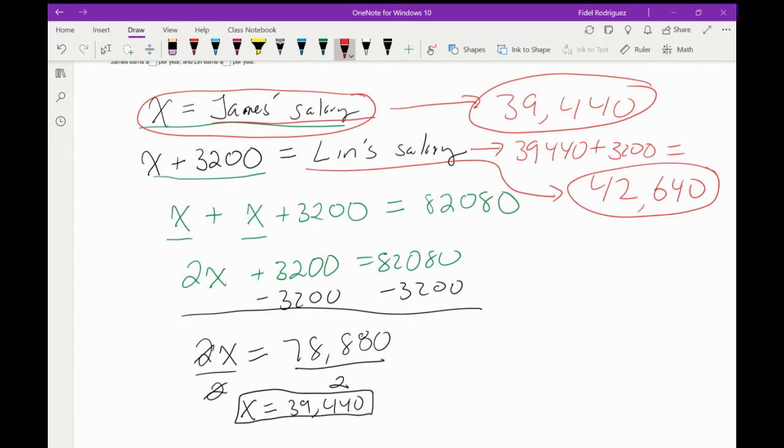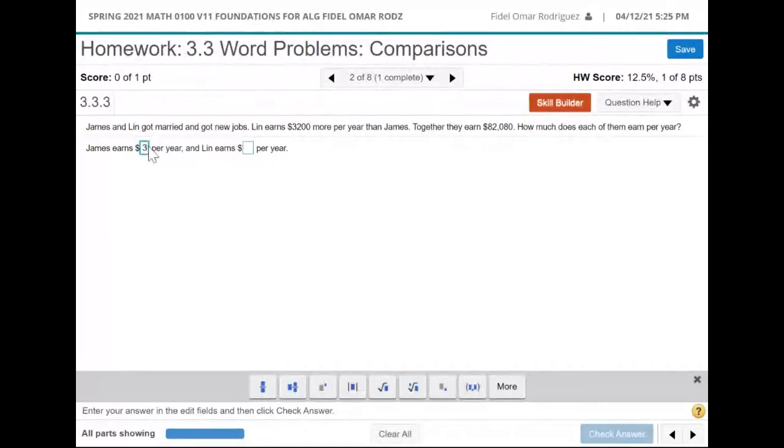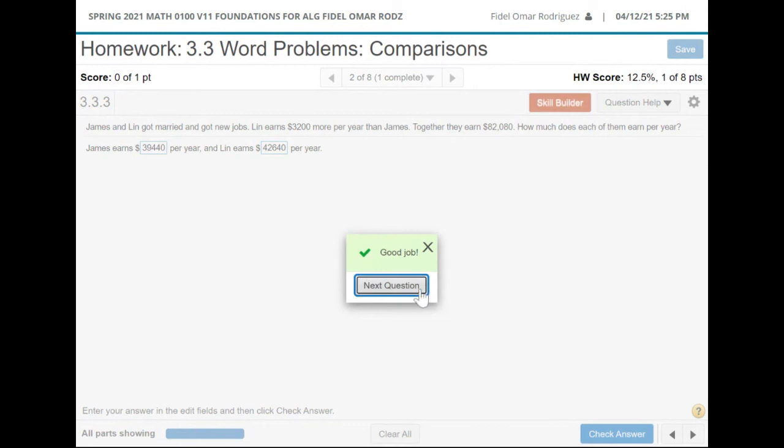So let me go back to the actual problem and enter those numbers in. So 39,440, okay. 39,440, there we go. Okay, so we said here 39,440, and Lynn made 42,640. And before I do anything else, I want you to notice I didn't put the little comma for the thousands. It doesn't matter, okay? So you don't have to worry about the commas. And there we go.